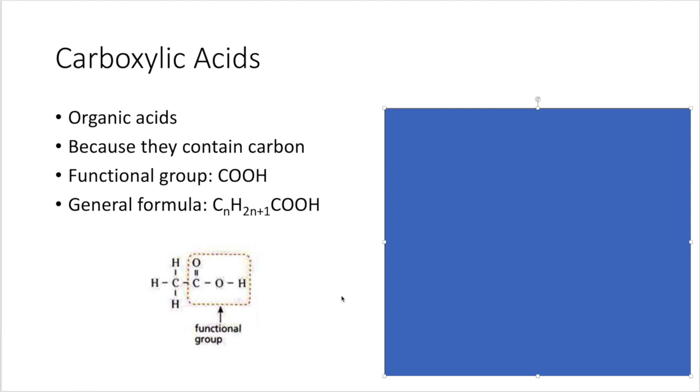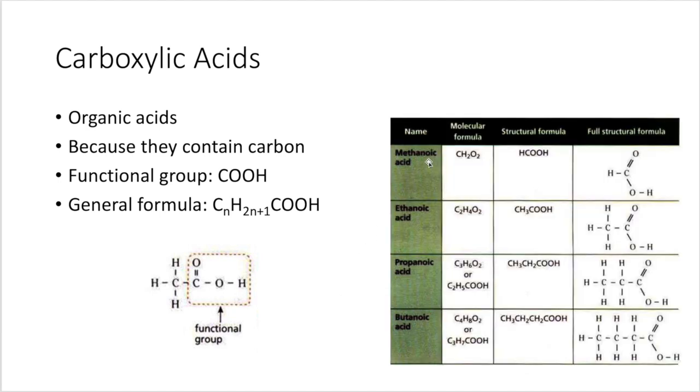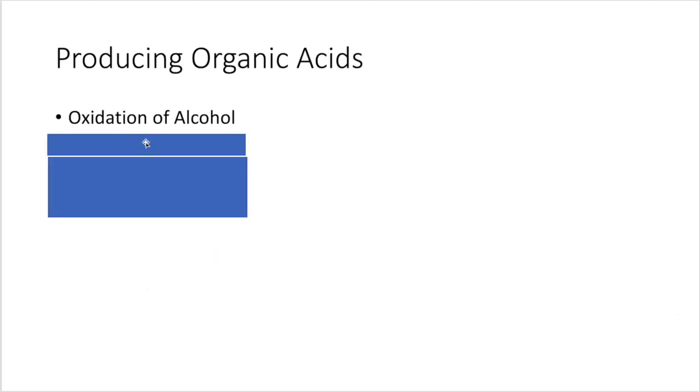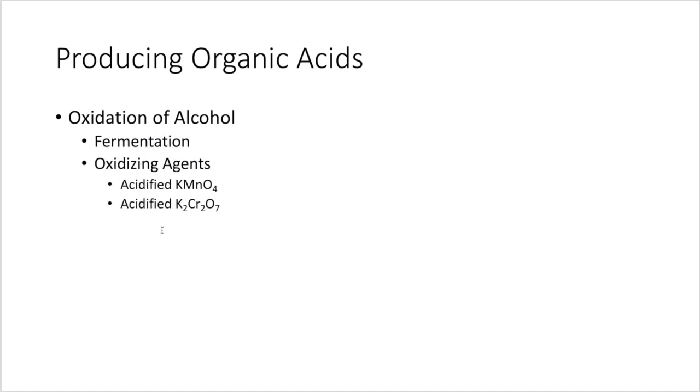So here are some basic examples. Note that the names are similar: methanoic acid, ethanoic acid, and so on and so forth. Ethanoic acid is also commonly known as vinegar, or rather vinegar contains ethanoic acid. This is a general formula, and as mentioned earlier, it's made from oxidation of alcohol, so it can be oxidized using fermentation. It can also be done using an oxidizing agent, either potassium dichromate or potassium manganate.